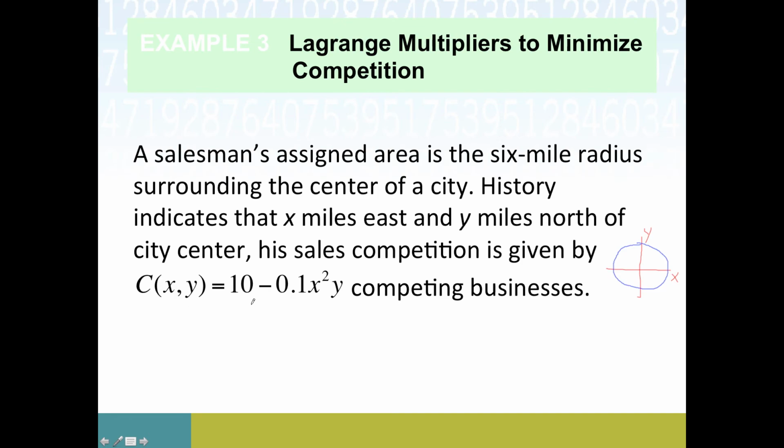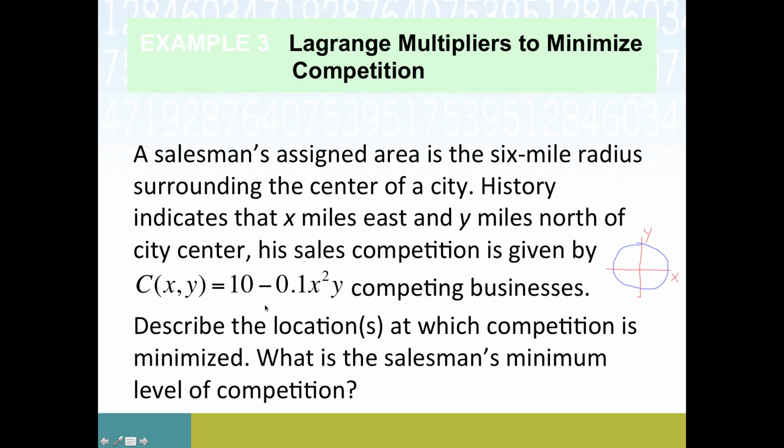We're also told that his competition, in other words, the number of competing businesses, is given by some model of this form, and our task is to describe the location at which competition is minimized. That is, where is the competition smallest? Maybe it gives them the best chance at getting new customers. Who knows? So our task is to figure out what this minimum level of competition is and exactly how many competitors he'd be expected to run into.